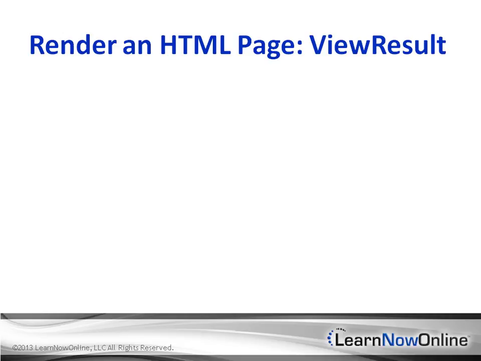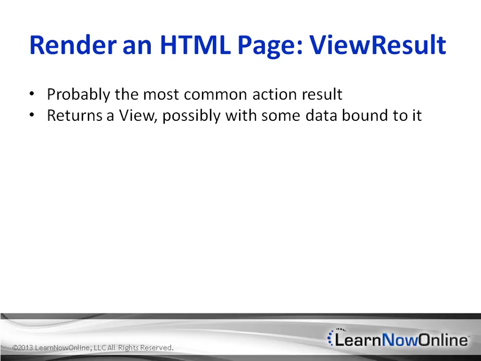The most common result you're going to return is an HTML page, which is a view result. This returns a view and possibly with some data bound to it. So the views are going to be your static HTML as well as different Razor code snippets in there that will reveal portions of the model. So it'll bind pieces of data from that model into the view, and ultimately that's the HTML you get back. This is by far and away the most common thing you return from an action, and it's called the view result.